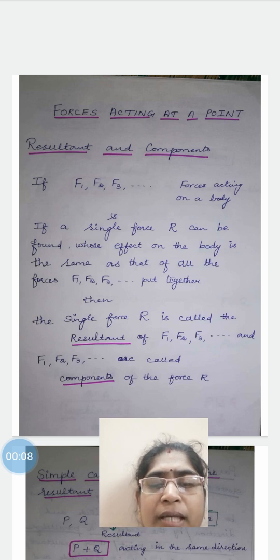Today we are going to see about the forces acting at a point. First, let us see the definition of resultant and components. If F1, F2, F3 and so on are the forces acting on a body, and if a single force R can be found whose effect on the body is the same as that of all the forces put together, then the single force R is called the resultant of F1, F2 and so on, and F1, F2 are called the components of the force R.